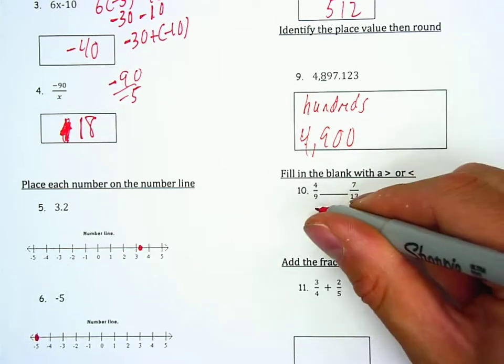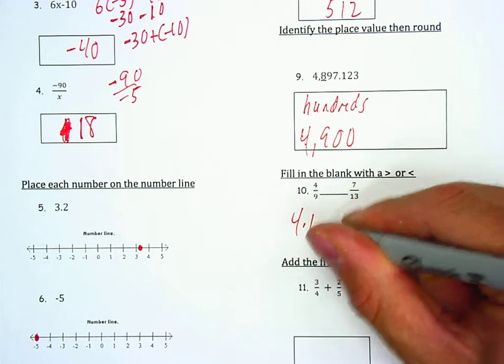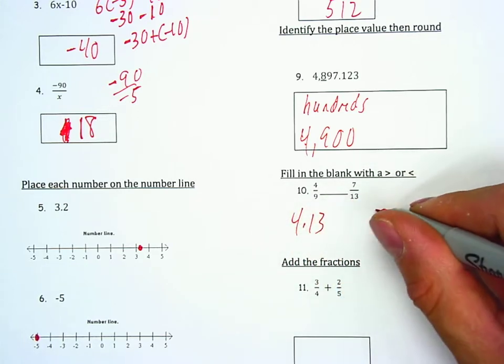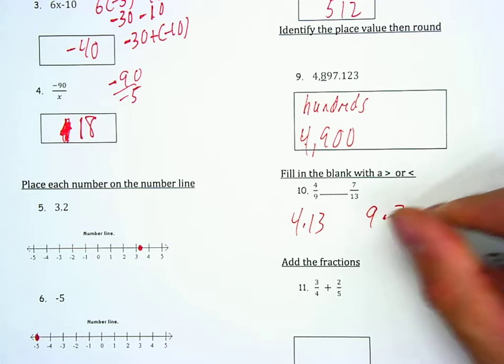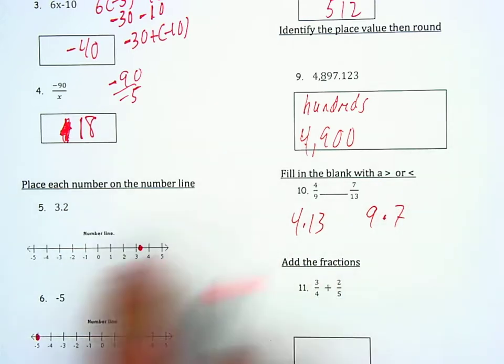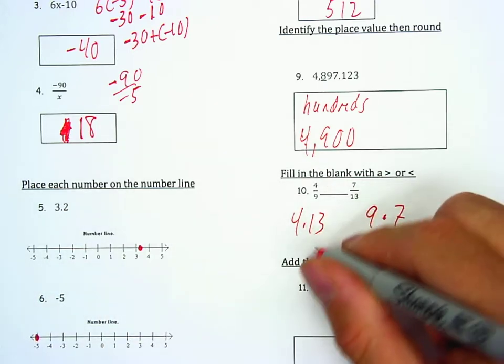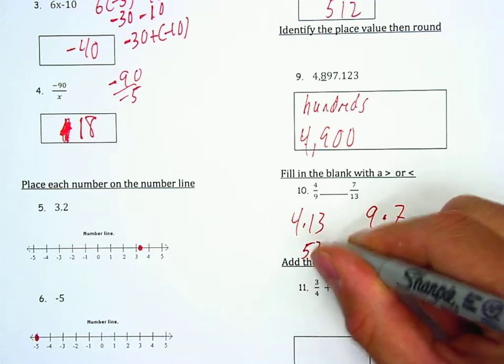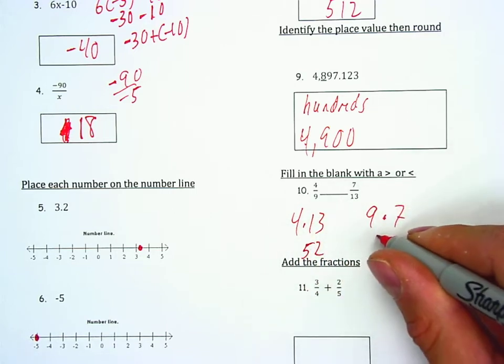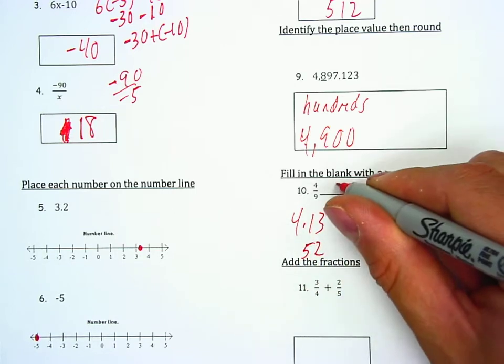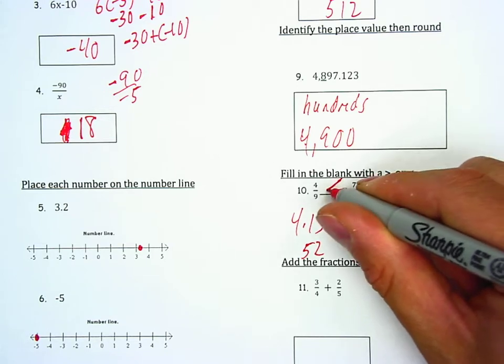All right, fill in the blank with a greater than or less than sign. So is 4 times 13 smaller or larger than 9 times 7? So 4 times 13 is 52. Whereas 9 times 7 is 63. So 7/13 has a larger value than 4/9.